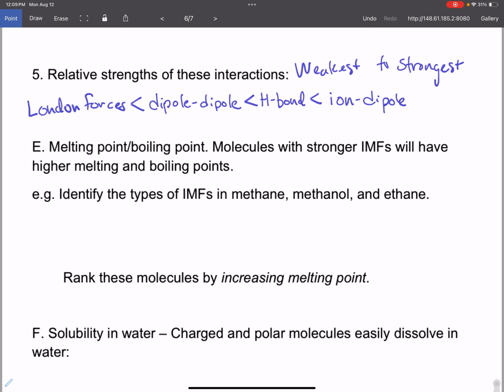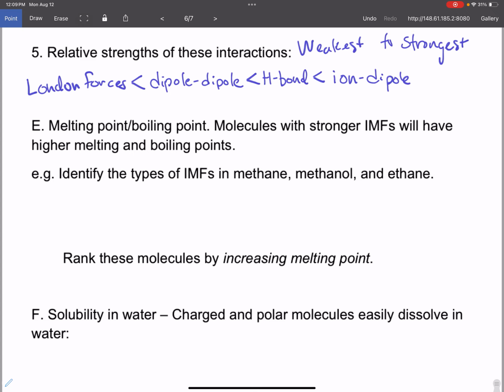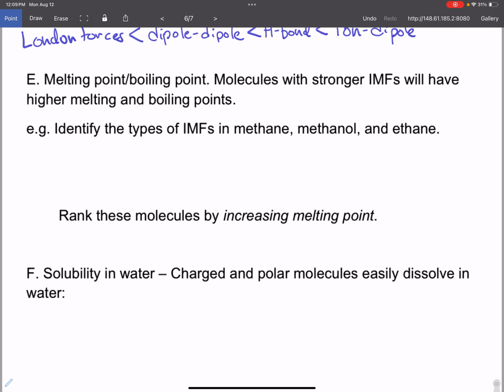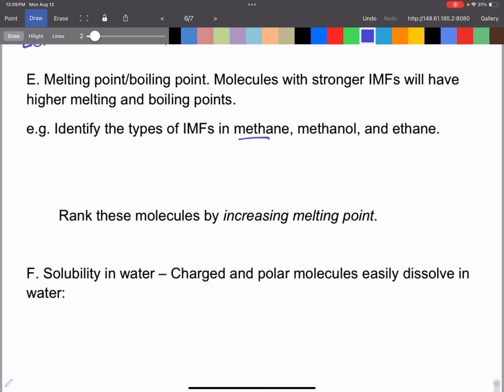But point being, London forces are super weak, and then hydrogen bonds are pretty darn strong. And then dipole-dipole interactions are kind of in the middle. So we're going to pay a lot of attention to those. So if we understand these intermolecular forces, we can go on and think about things like melting points and boiling points and how the structures of these molecules affects their properties. So what we're going to do is look at three molecules, methane, methanol, and ethane, and you might not know what those are based just on their names, but we'll get there in this course eventually.